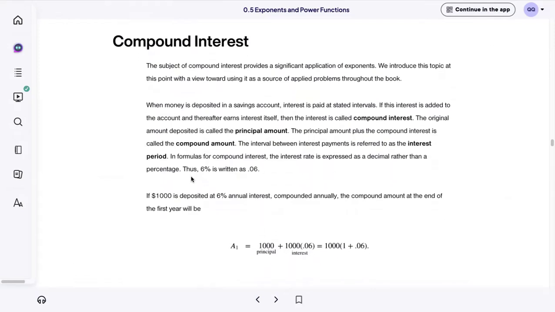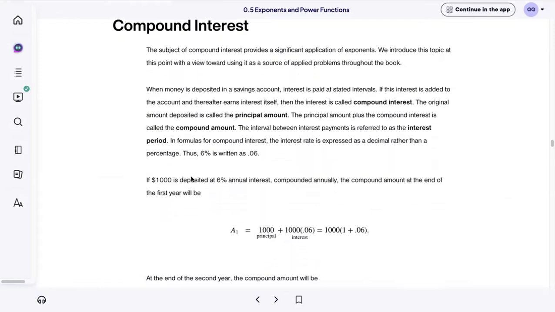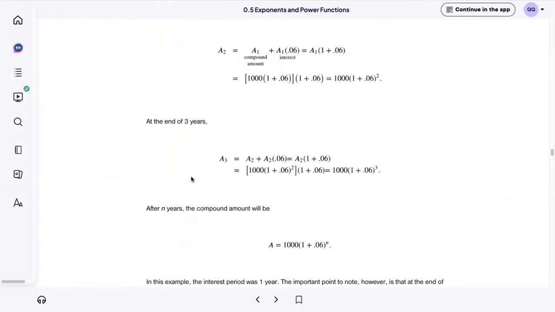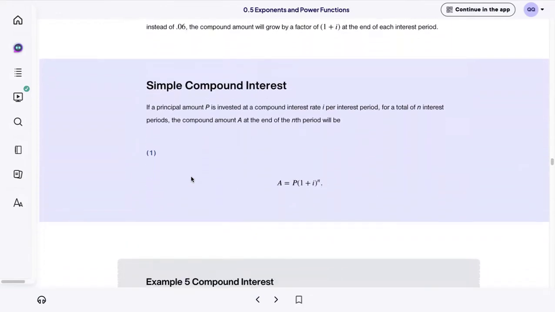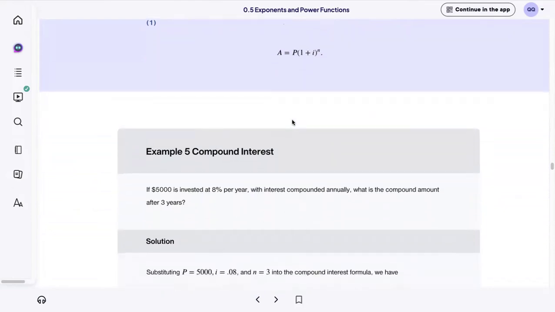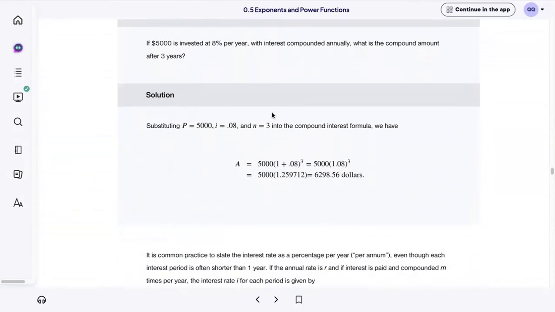Okay, so how do we use exponential functions in banking systems? Talking about compound interest, we have a formula: the amount of money equals the principal times 1 plus I, all raised to N. N is how many periods the money stays in the account. I is the interest rate per period. So let's see this example.